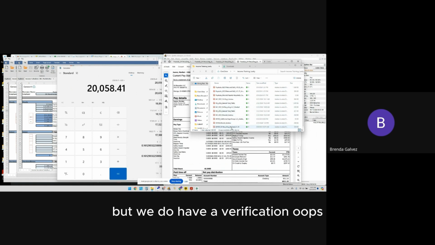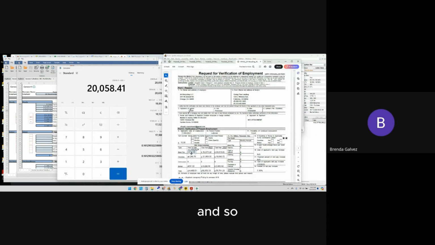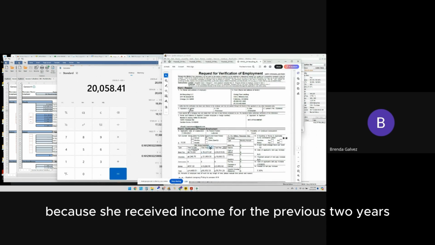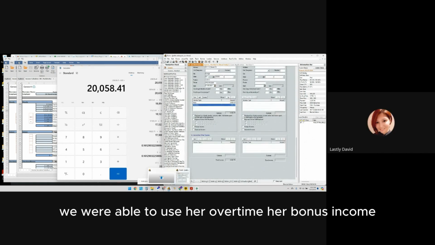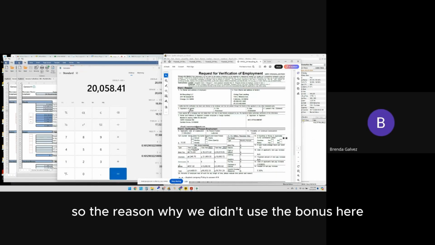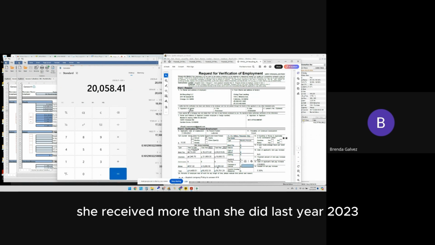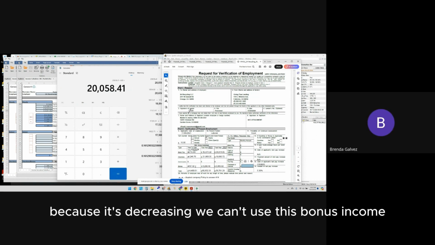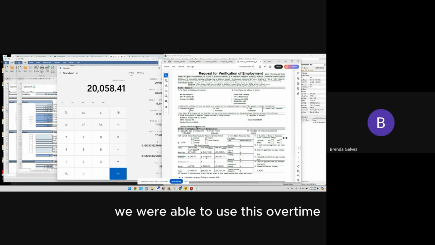So for her, we don't have year-end pay stubs, but we do have a verification. Oh, sorry, wrong verification. Okay, so because she received income for the previous 2 years for overtime and bonus, we were able to use her overtime. Her bonus income, let me see. The reason why we didn't use the bonus here, even though she got it for 2 years, was because in 2022, she received more than she did last year, 2023. Because it's decreasing, we can't use this bonus income. However, her overtime went from 18,000 to 21,000. So because it increased, we were able to use this overtime.